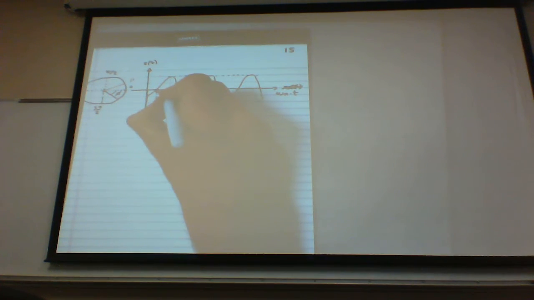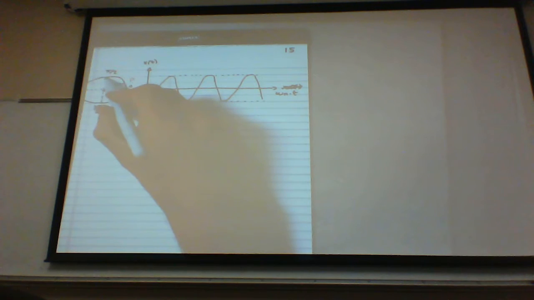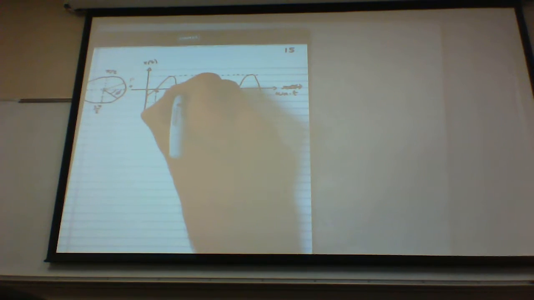What's going to happen at pi over 2? It's going to be maximum, no? It should be pi over 2. Now it's going to start going down again to 0. Where it will be 0? At pi. Okay? Now it's going to go negative. So where will it be maximum negative? 3 pi over 2. So we have to here 3 pi over 2.